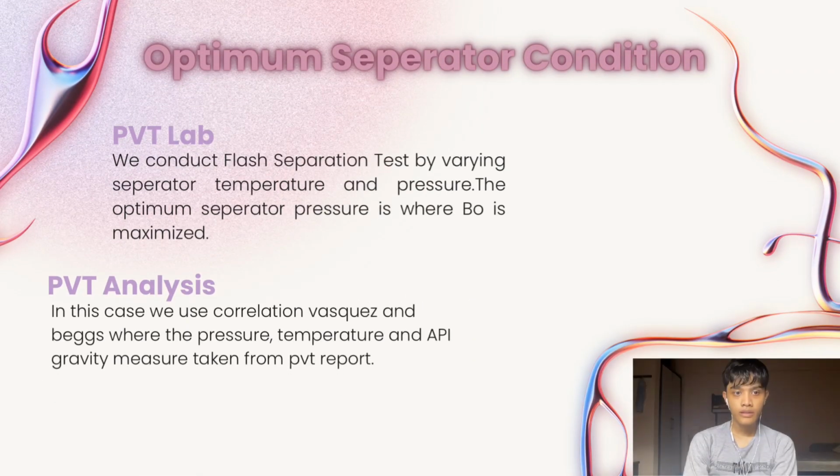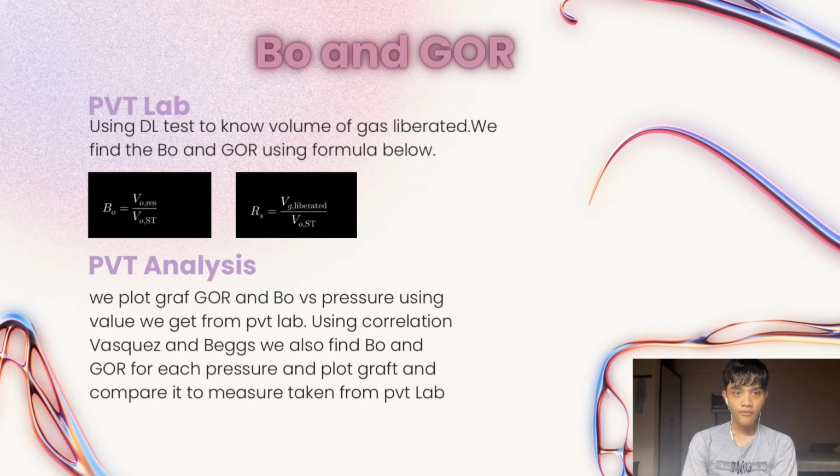For the optimum separator condition, in the PVT lab, we conduct the flash separation test by varying separator temperature and pressure. The optimum separator pressure is where the formation volume factor is maximized. In the PVT analysis, we use the Standing and Beggs correlation, where the pressure, temperature and API gravity measurements are taken from the PVT report. Lastly, for Bo and GOR, in the PVT lab, we use the differential liberation test to know the volume of gas liberated. So we can find Bo and GOR using the given formula.